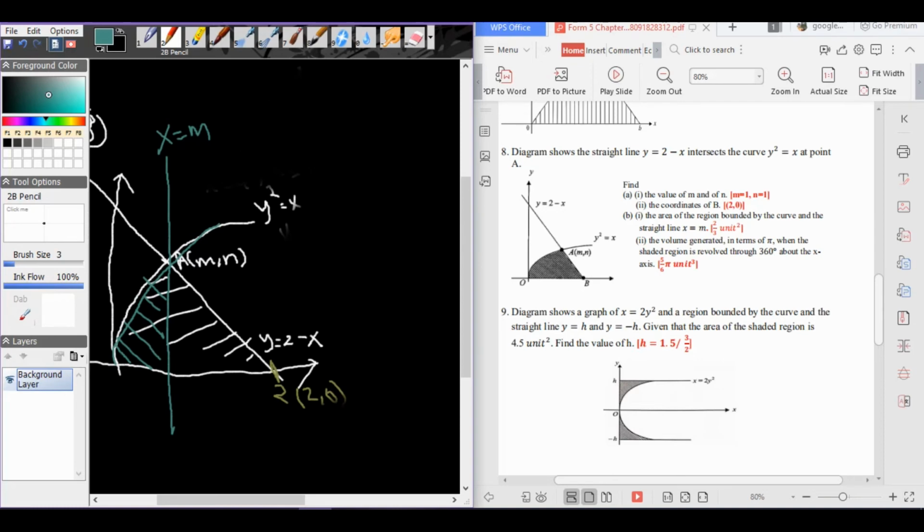So we just need to find the area for this part. Okay, so this is 0 to, okay, m equals 1. Just now we found in A. So this is 1. So integrate from 0 to 1. This is under the curve. So we are using the equation of the curve.